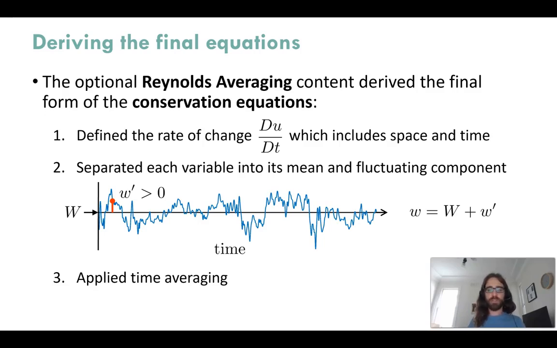In that video, we first defined the rate of change as a material derivative, which includes variations in both space and time. We then separated each of our variables into a mean component and a fluctuating component. So this instantaneous velocity here can be represented by two signals. The first is a mean signal that does not change at all in time and is constant. And the second signal is the fluctuations, which at each given instance represent how far away you are from the mean value.